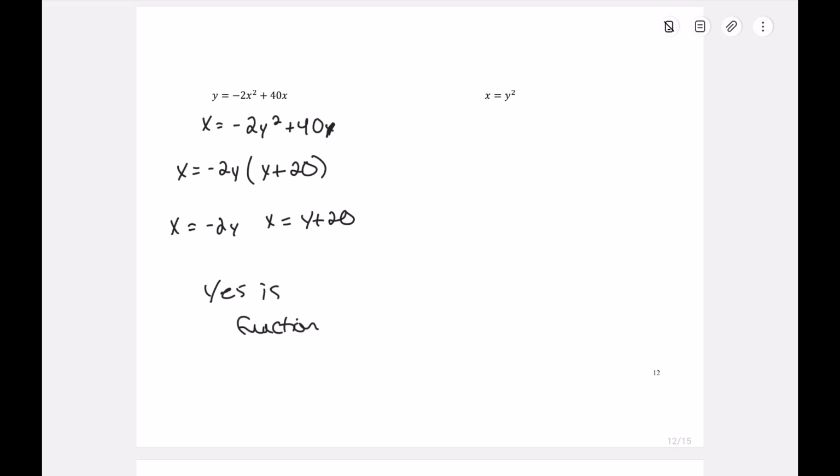So next we're given x equals y squared, and if we were to solve for y, we could take the square root, and we would have plus or minus square root of x is equal to y. But it would not be a function, because if we were to look at the graph or a t-chart, we would see that if we plug in a 4, we're going to get a negative 2 and a positive 2. So we have two y's for one x, and so it's not going to be a function.